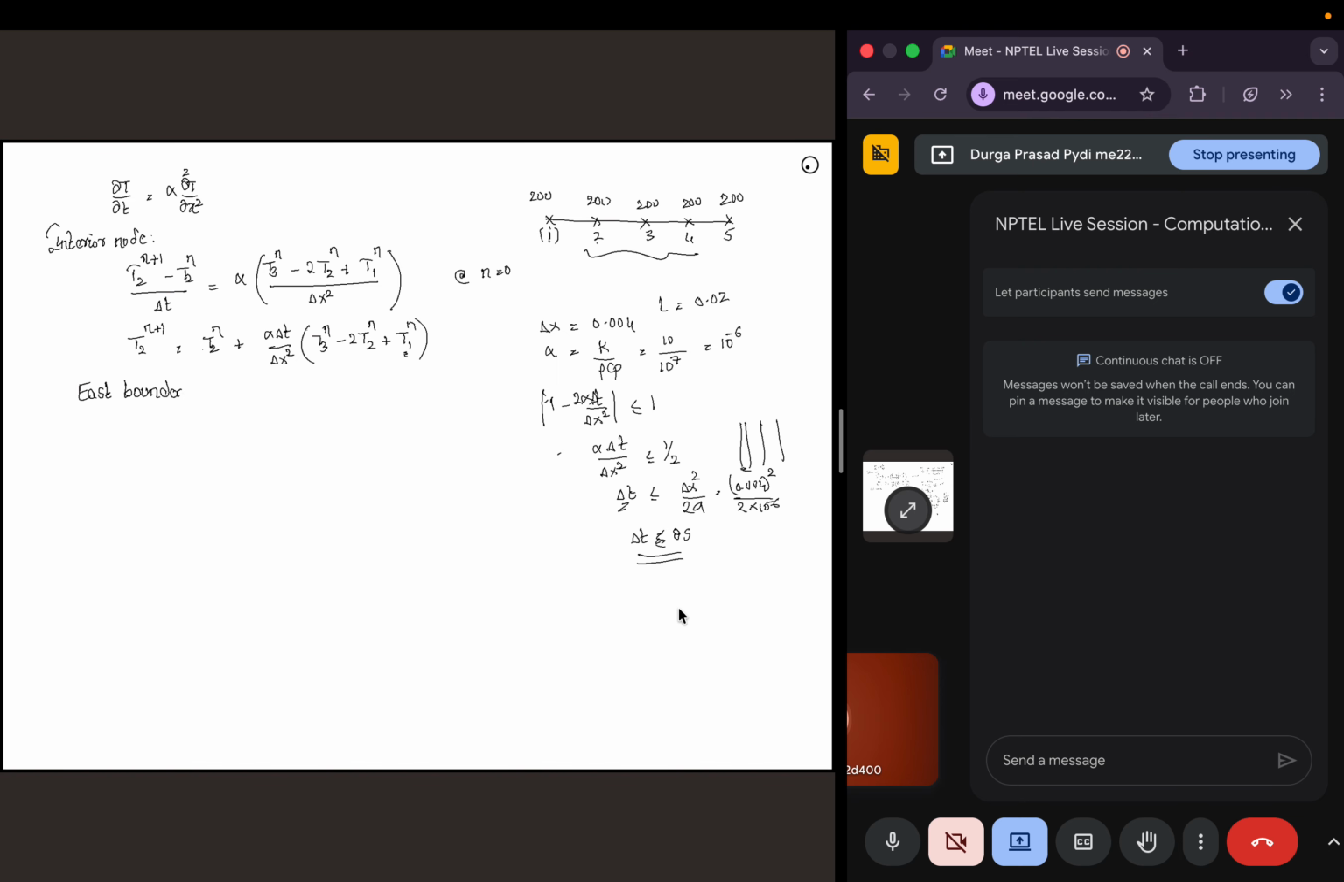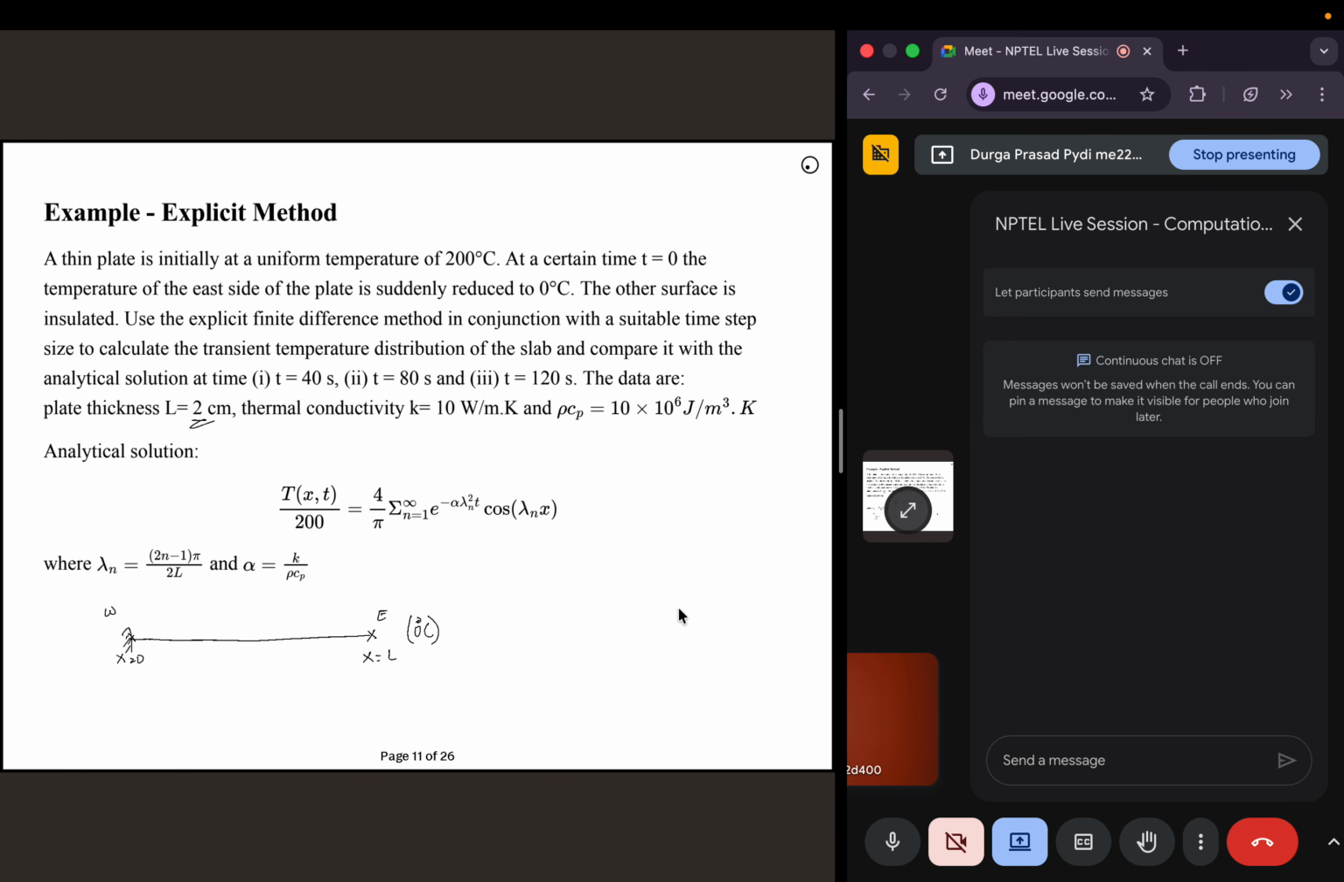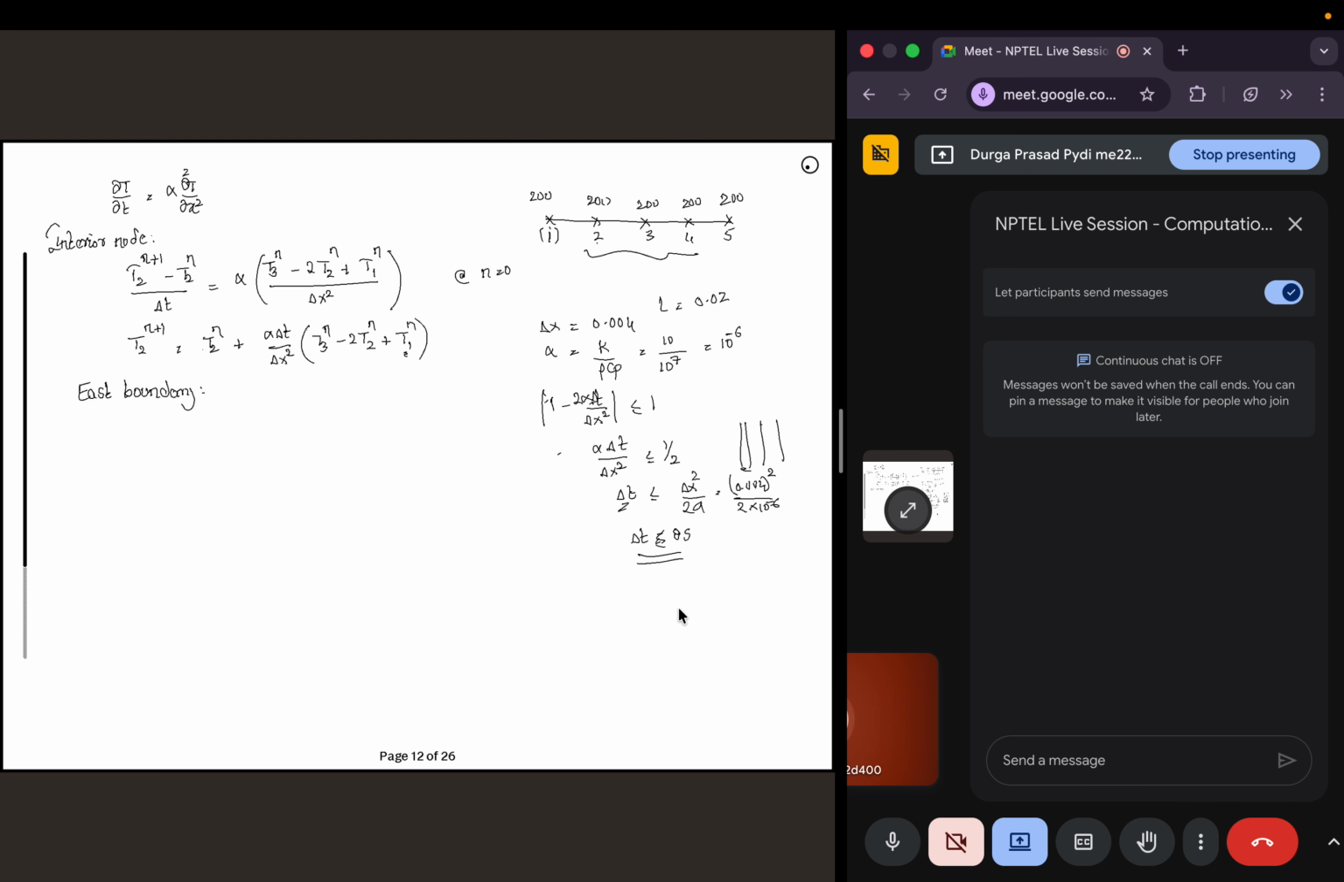East boundary is straightforward. We have a Dirichlet condition. So it says that the temperature of the east side is suddenly reduced to 0 degrees Celsius, and we are assuming that it is kept fixed at 0 degrees Celsius. So that is a straightforward one. So T5 is 0 always. So this we don't have to do anything. West boundary we have insulation.